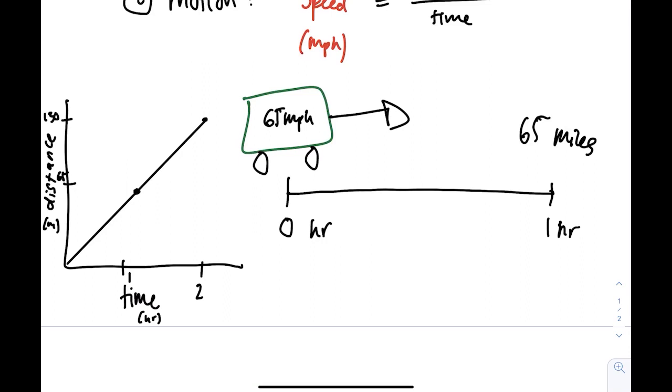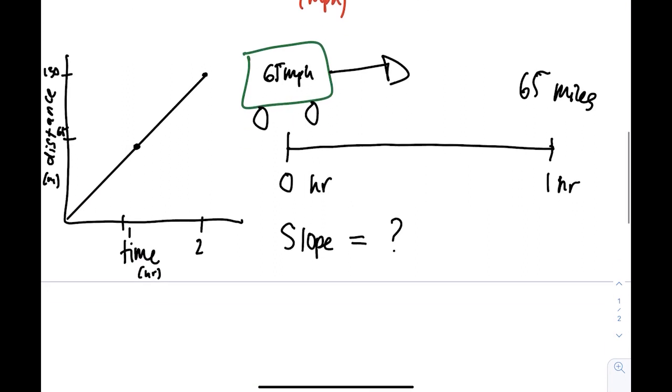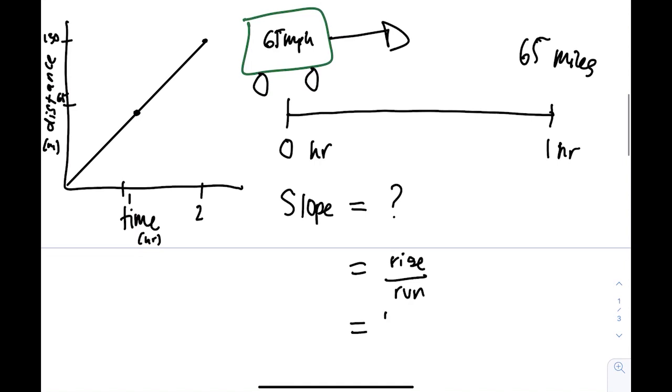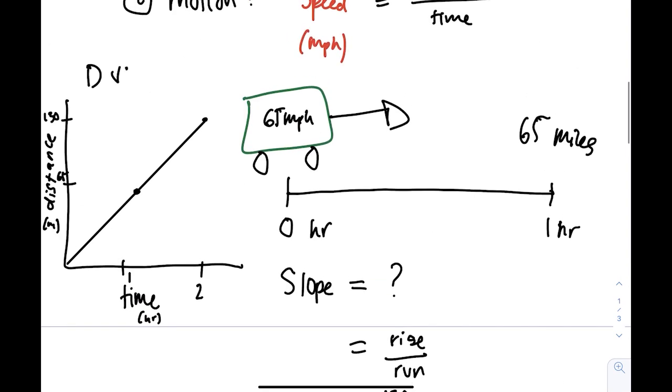But what do you guys think the slope represents in this scenario? Well, slope is rise over run, right? Our rise is 130 miles. Run is 2 hours, and this equals 65 miles per hour. So our slope of distance versus time is our speed.